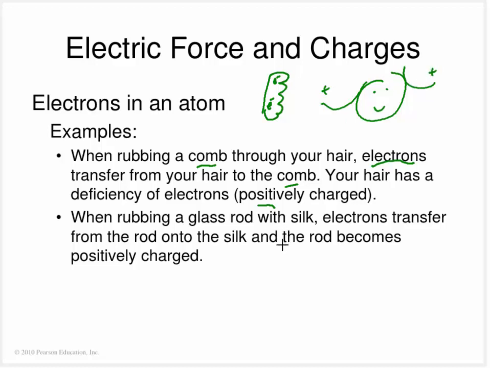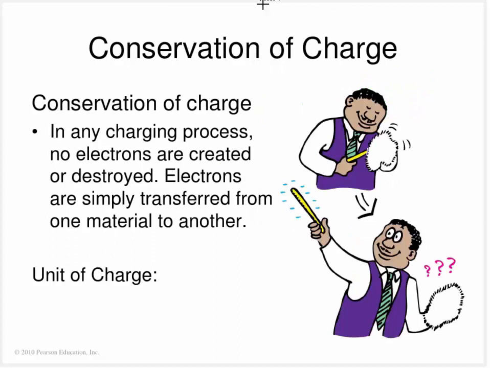We can also just rub various materials together. Classic examples are glass with silk. Then what's going to happen is electrons are going to do the transferring. Bear in mind that it is the electrons that do the transferring, not the protons.